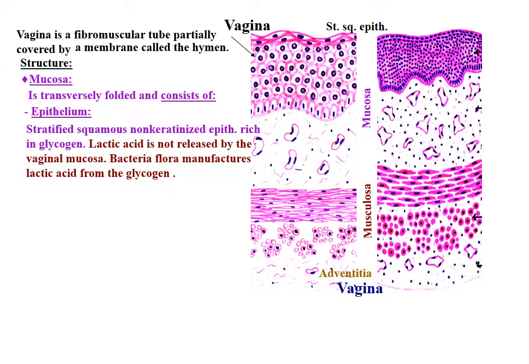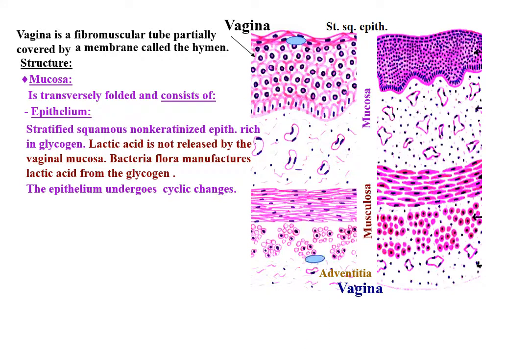appear vacuolated. Lactic acid is not released by the vaginal mucosa, but the bacterial flora of the vagina takes the glycogen to manufacture lactic acid. The epithelium undergoes cyclic changes. Before puberty and after menopause, the epithelium is thin, but during the reproductive years, the epithelium thickens due to increased mitotic activity as a result of estrogens.